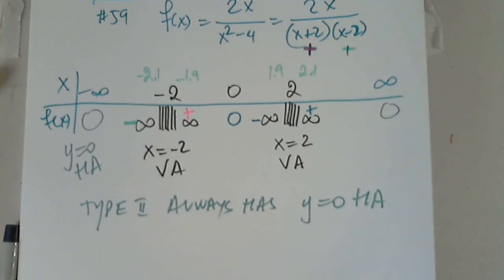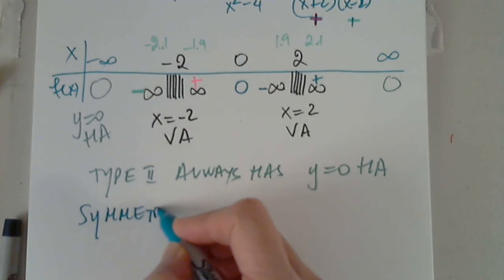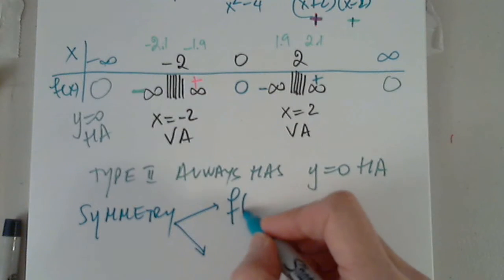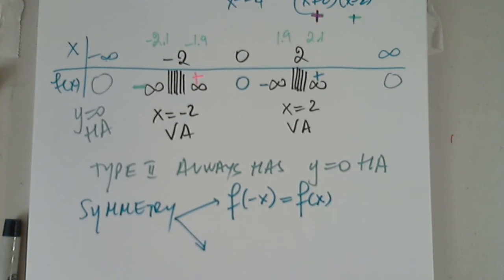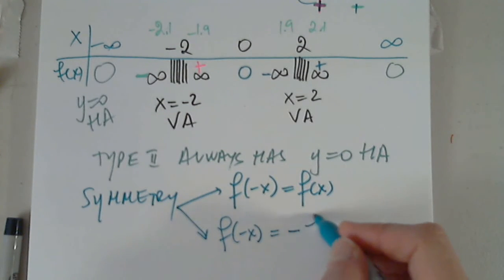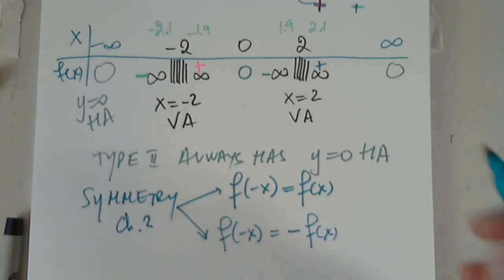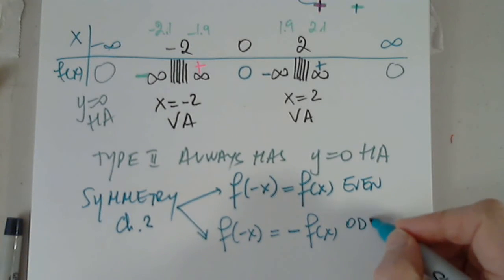Now I wanted to talk about symmetry. Remember, there are two possibilities: f of -x to be identical to f of x, or f of -x to be the opposite of f of x. That's what we studied in chapter 2. So this is even, and this is odd.